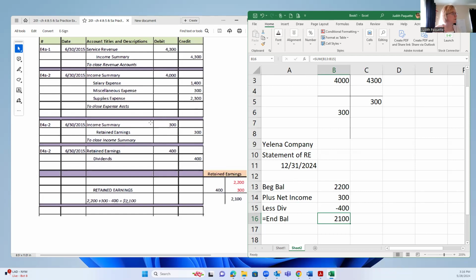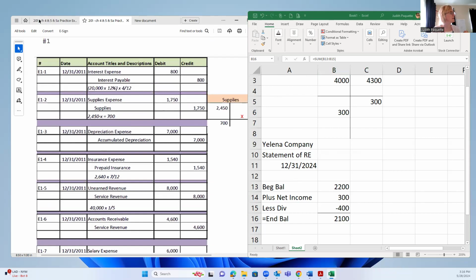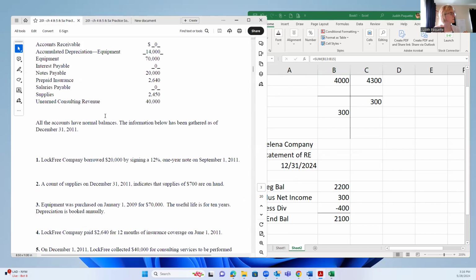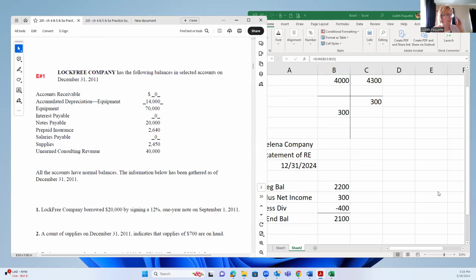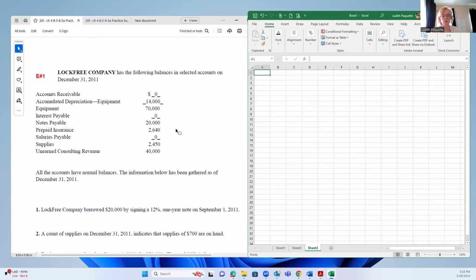Journal entry number one. Okay. Are we good with this one with the closing entries? Yes. Okay. And it's just to give us kind of a clean slate. So let's look at entry number one. Let's go to a new page.